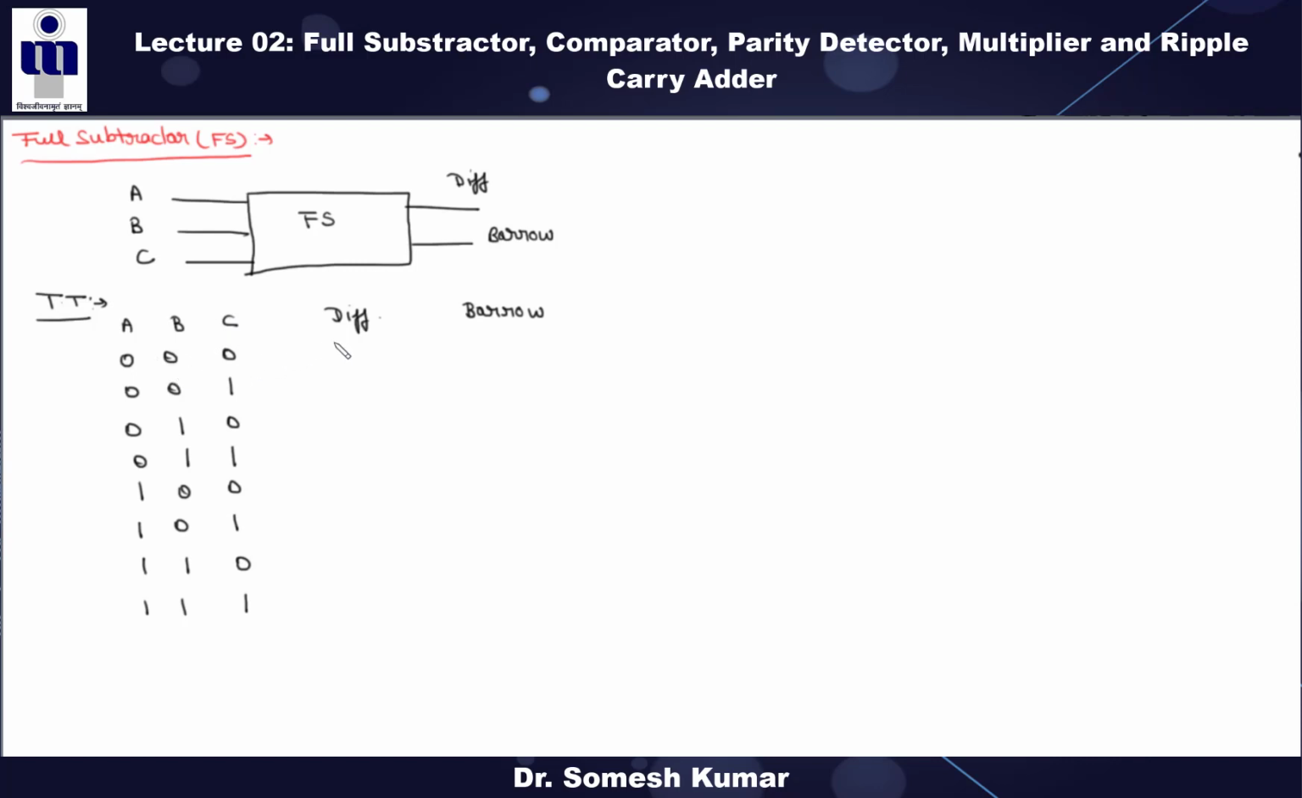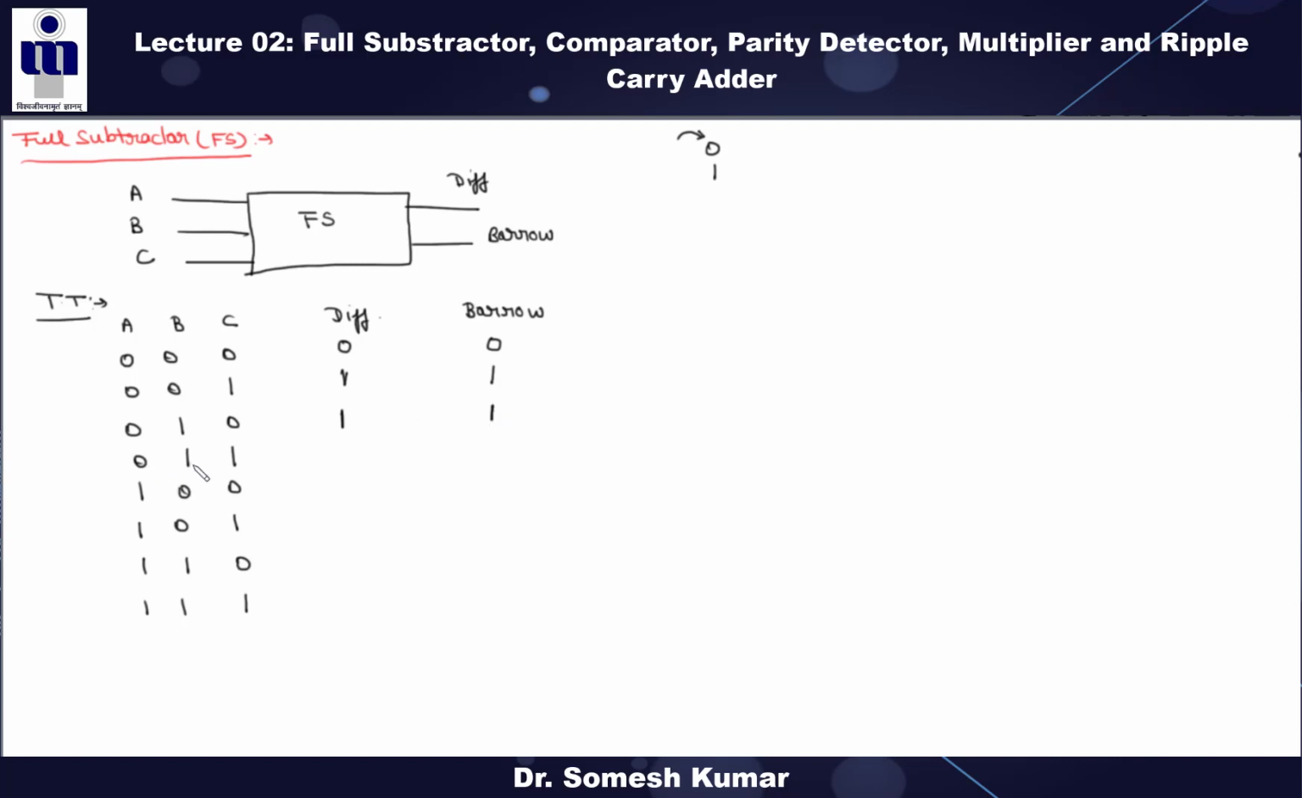So 0 minus 0 minus 0, difference is 0, and borrow is also 0 in this case. Next 0 minus 0, and after that 0 minus 1. Here the difference is 1 and borrow is also 1, because if we subtract 0 minus 1, it means we have to take some borrow from the previous inputs, right? And the difference is 1, otherwise the borrow is 1 in that case. Similarly, the next is 0 minus 1, 1 minus 0, 1. So difference is 1, borrow is also 1 in this case.